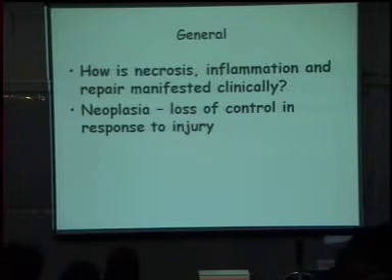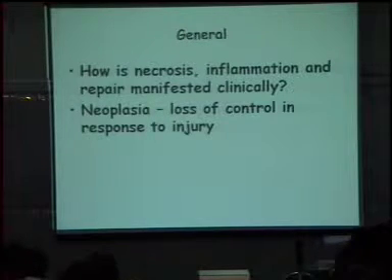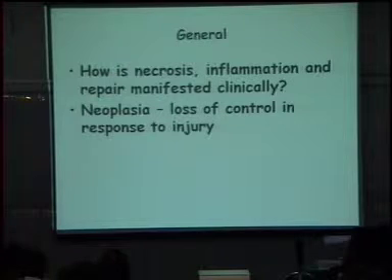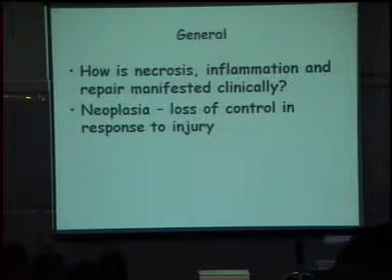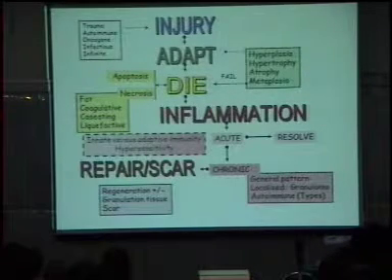How is necrosis, inflammation, and repair manifested clinically? Rubor, pain, fever, all of those things. So a lot of those things are going to come out clinically for you to decide. And when we look at neoplasia, it's a loss of control, again, with another area of injury. We'll get to neoplasia. But it's really another injury that you're just responding to.